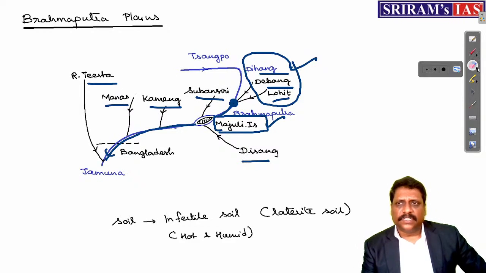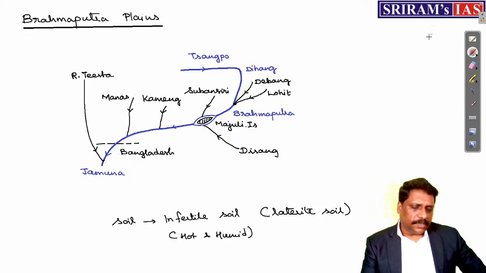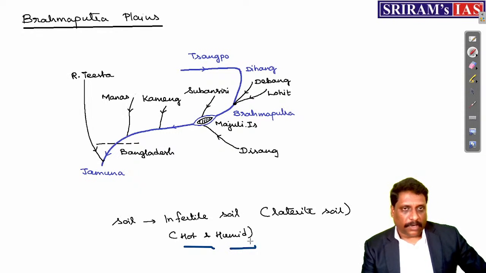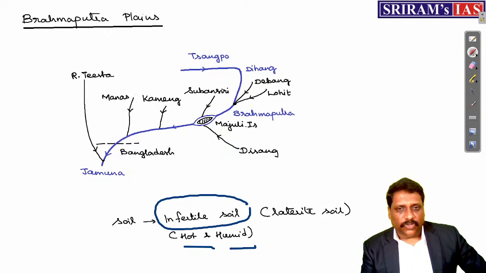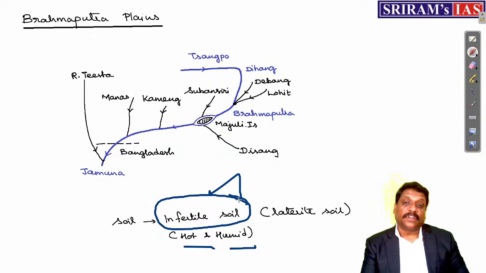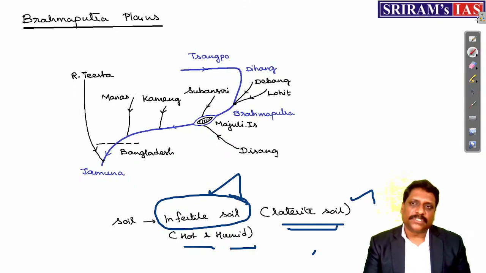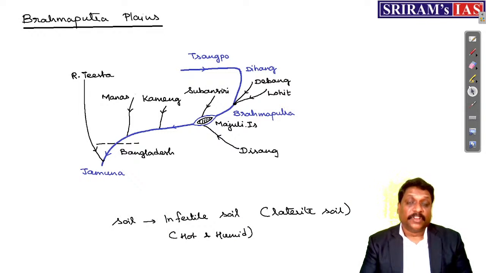And my dear friends, this plain is highly prone to flood, right? It is known for hot and humid climatic conditions existing throughout the year, and known for the presence of evergreen forest. But interestingly, if you ask me about the fertility of the soil, the soil is infertile, right? This type of soil is known as laterite soil.